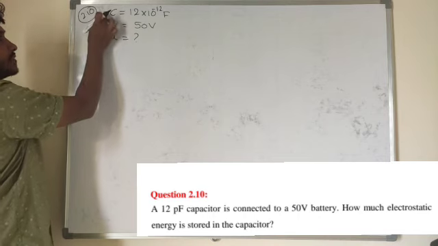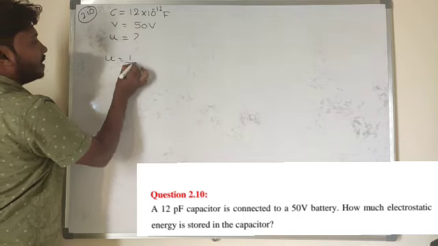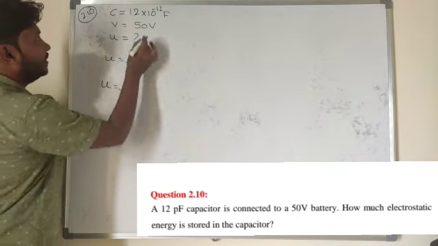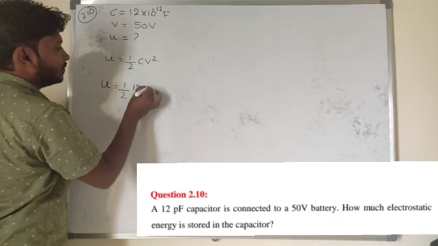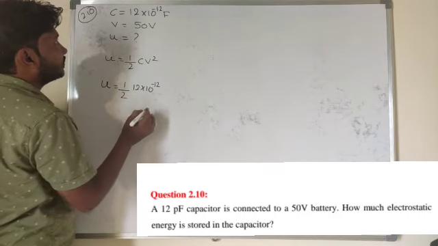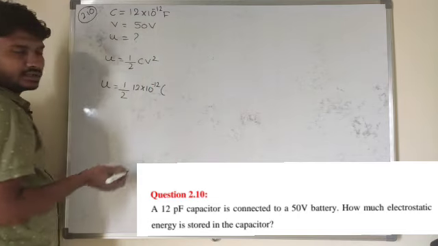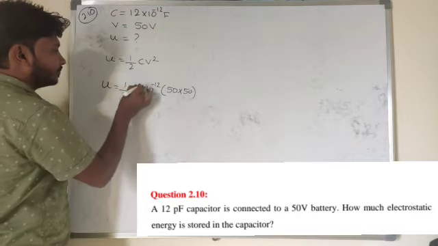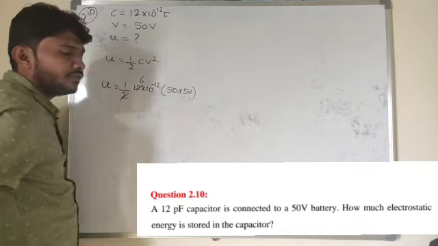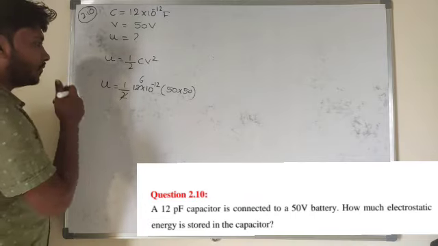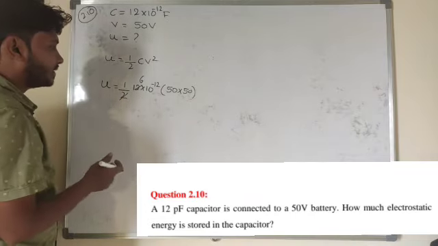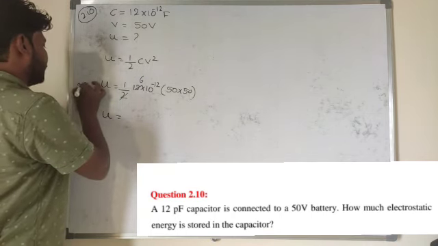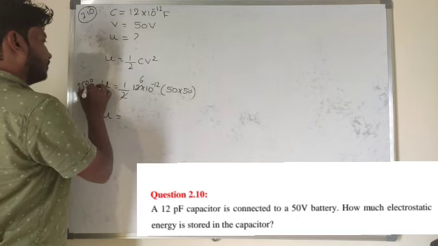Energy stored in a capacitor. If C and V are given, it is half of C into V square. So half of C value is how much? 12 into 10 to the power of minus 12. So V square is nothing but 50 into 50, that is 2500. So 2500 into 6 here. So what's that answer here? So energy stored is into 6 here.